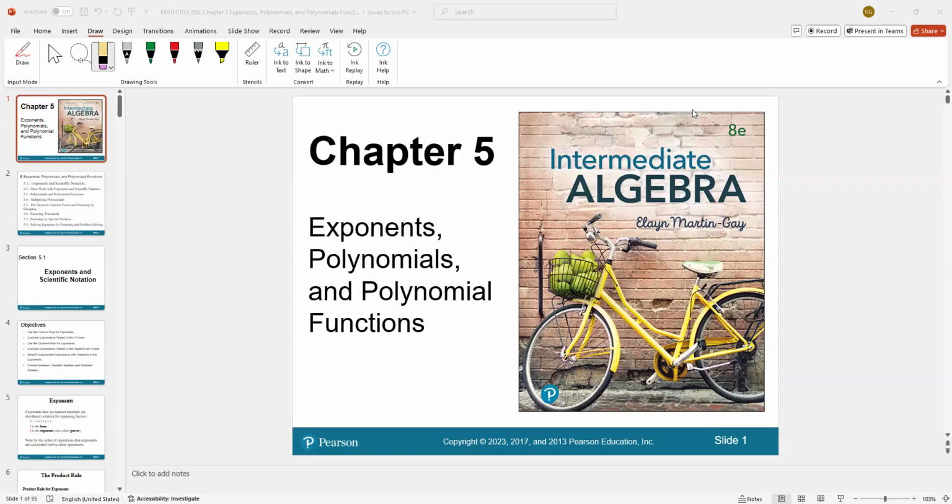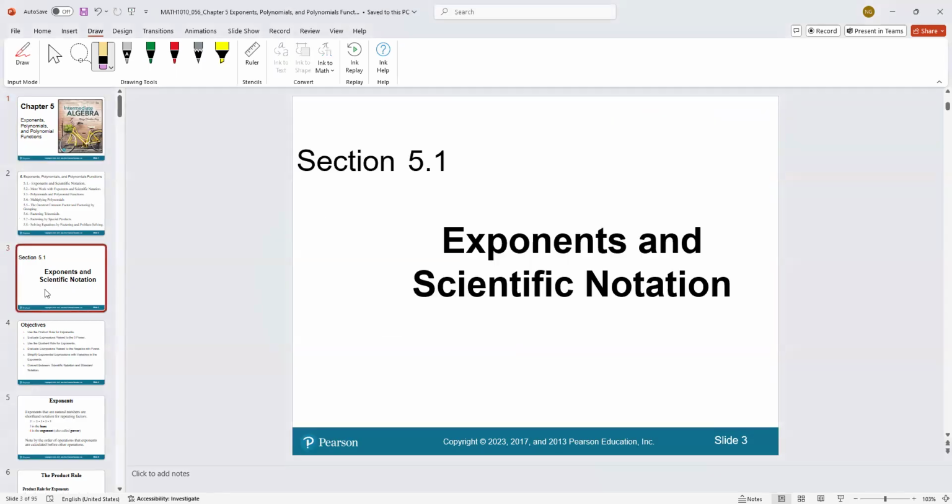All right. So that's why we begin this chapter by reviewing exponents, and we will then study operations on polynomials and how polynomials can be used to solve problems. Let's begin with exponents and then eventually talk about scientific notation.